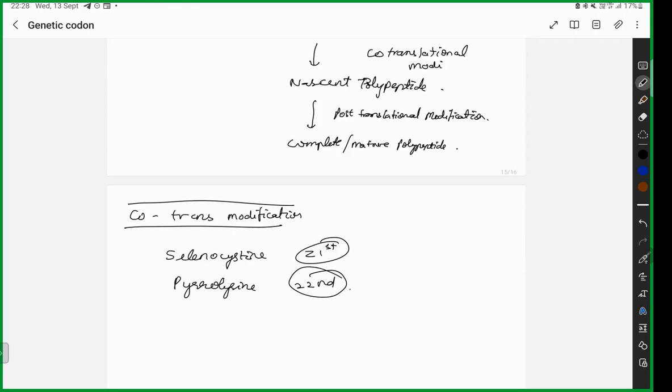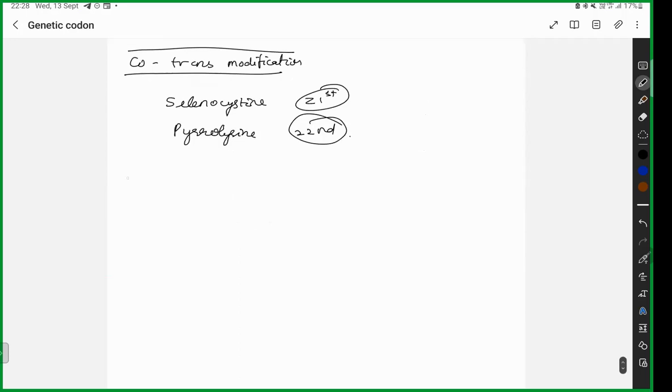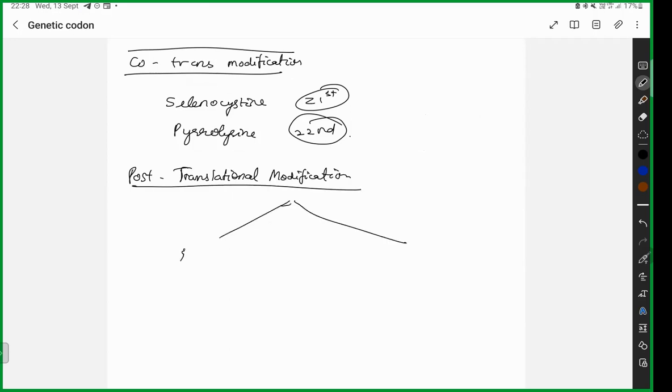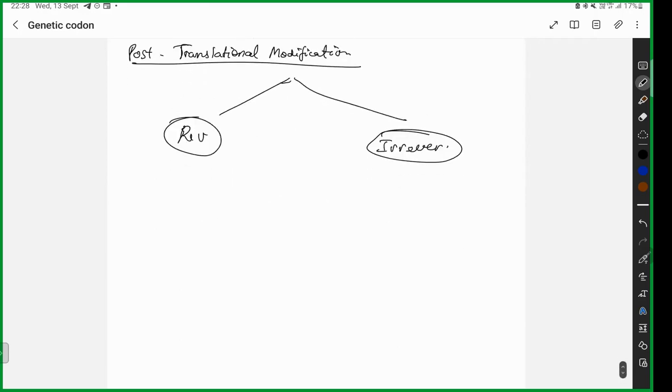Then what is post-translational modification? Just write down post-translational modification. You are going to divide it into two things. How are we going to divide? We are going to divide it into reversible processes and irreversible processes. So you're going to have two things, reversible and irreversible. Just remember, what are the reversible factors?